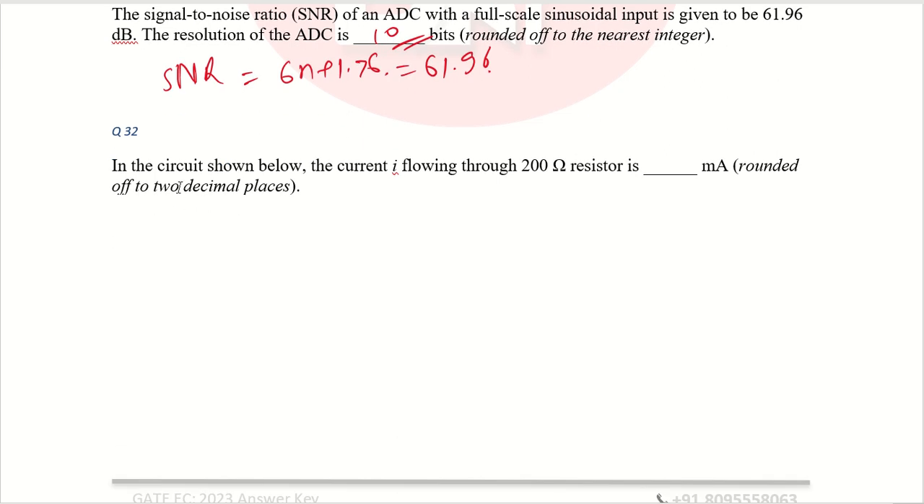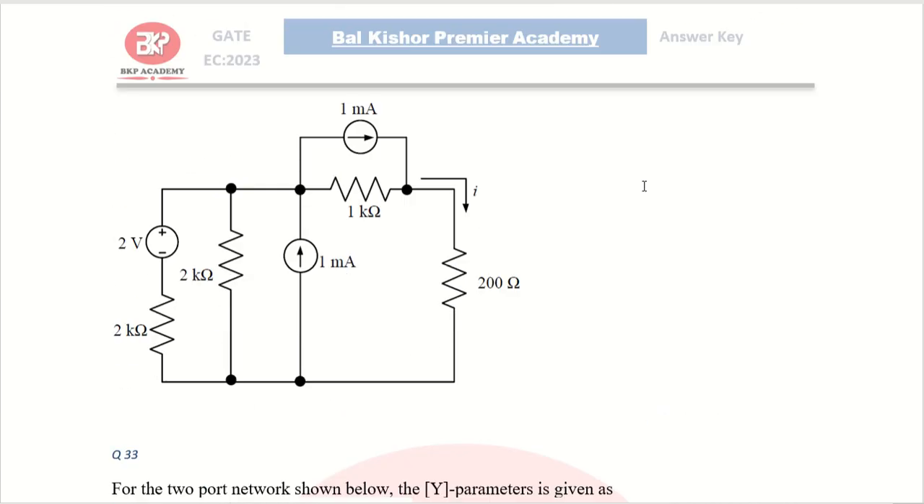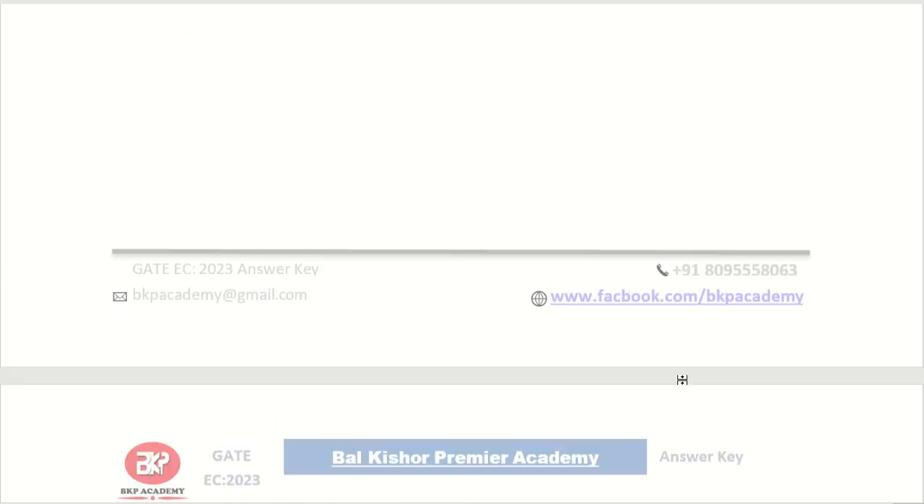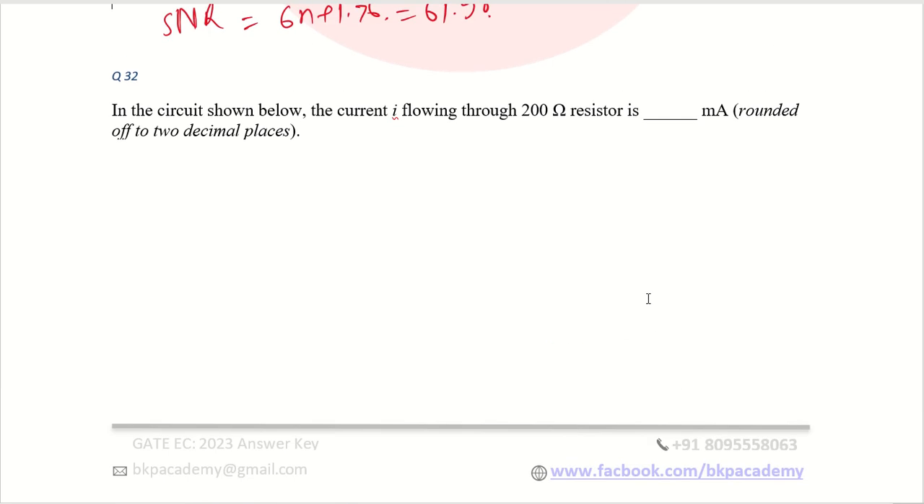Question number 32. In the circuit shown below, the current I flowing through 200 ohm is. So this is again a very simple question. If you want, you can directly put a node equation here and find out, or otherwise you can convert these two particular things in source transformation as well as these two, and then you can solve it. I have solved it in the detailed solution, so you will have the answer for 32 as 1.36 milliampere. So you have to write down 1.36.